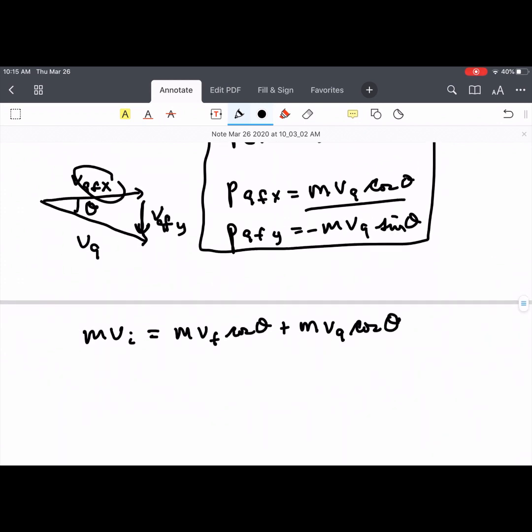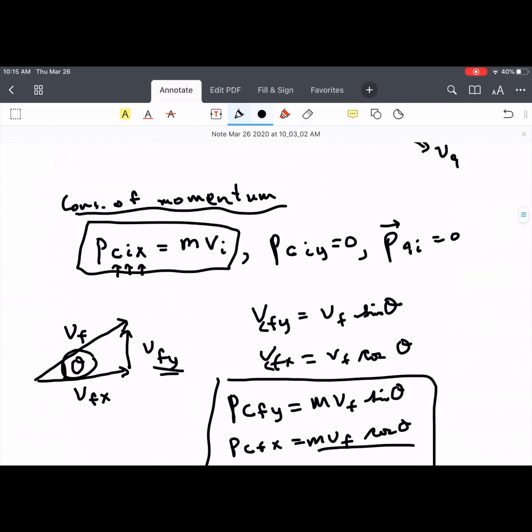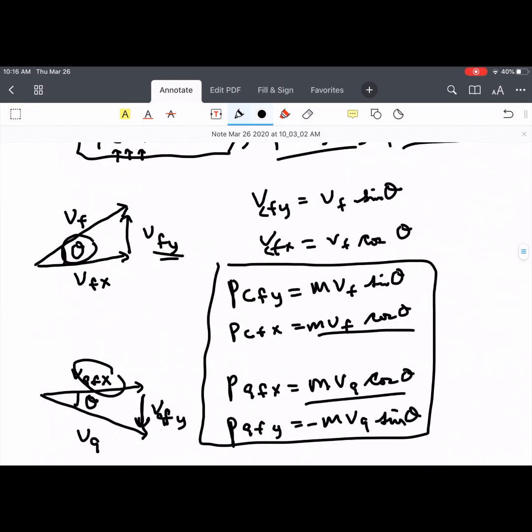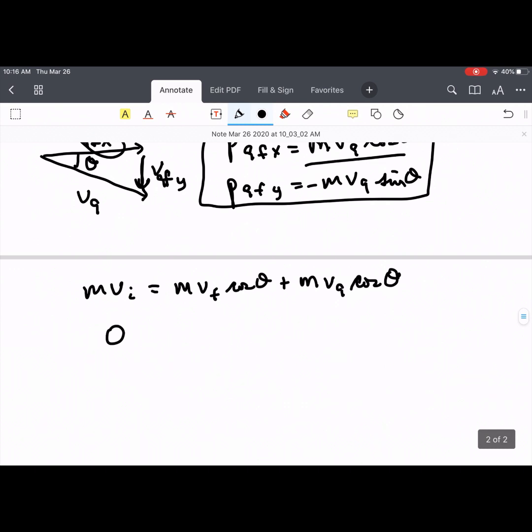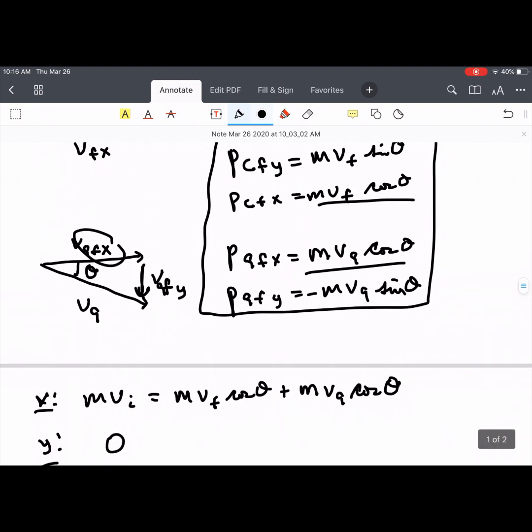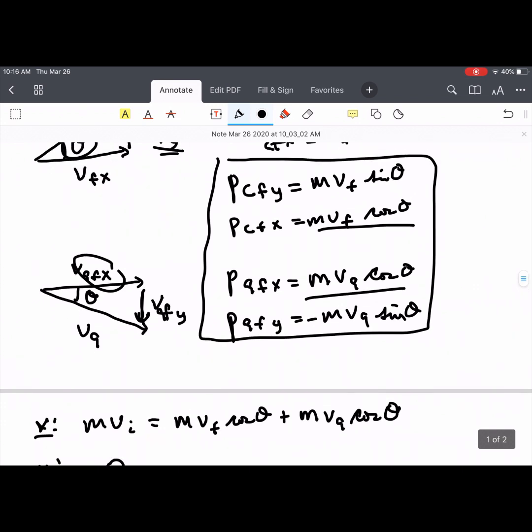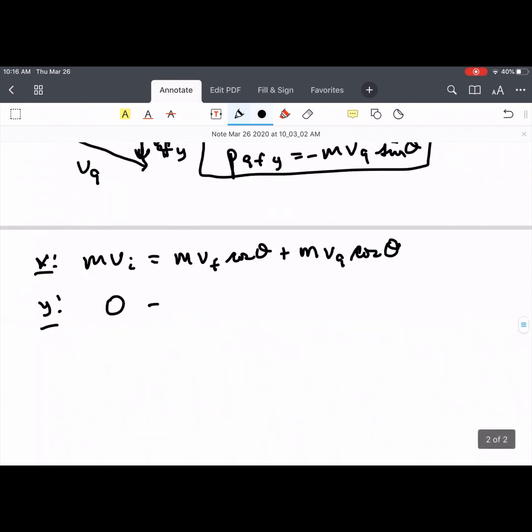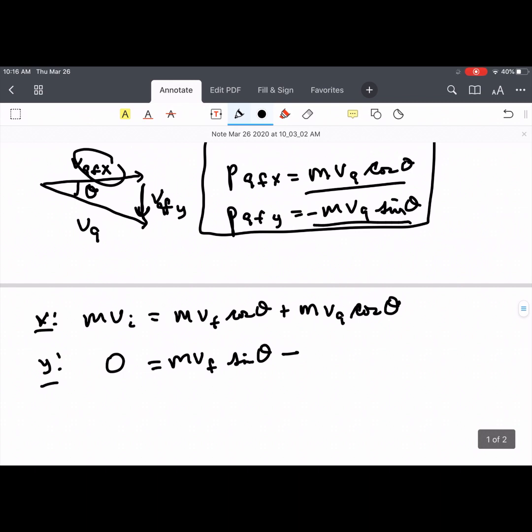Similarly, for the y components, initially there are no y components of velocity. So that was my x component of momentum. For my y components, the initial momentum is just 0. So I'm going to set that equal to the sum of the final y momenta. So that's m v_f sine theta minus m v_9 sine theta. Notice that now the fact that it's moving down is important because that's what gives me that negative sign.